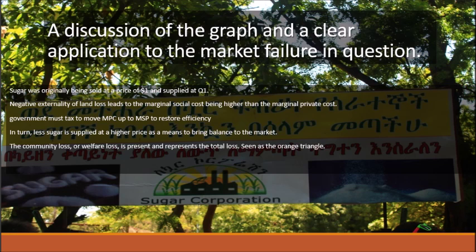In this, however, there's a loss of efficiency seen in the shaded triangle, or welfare loss. This represents the lack of allocative efficiency in the market. With the tax, the new equilibrium price will now become $1.25 per kilogram of sugar, while the old one was only $1 per kilogram of sugar.